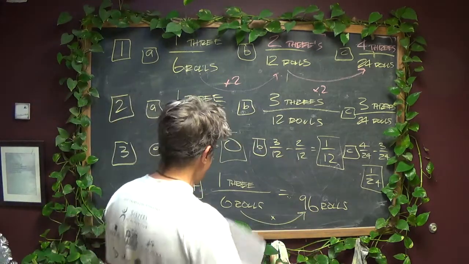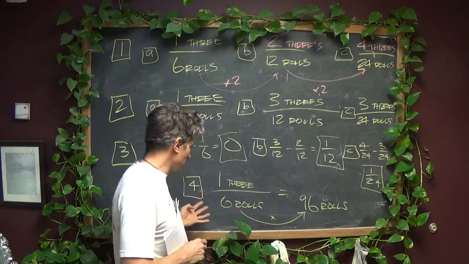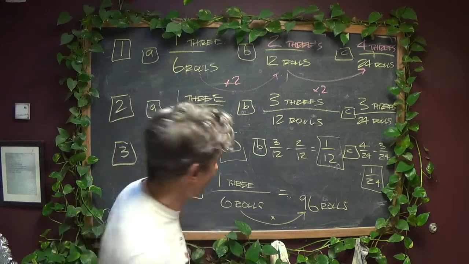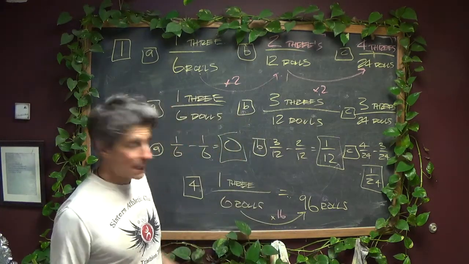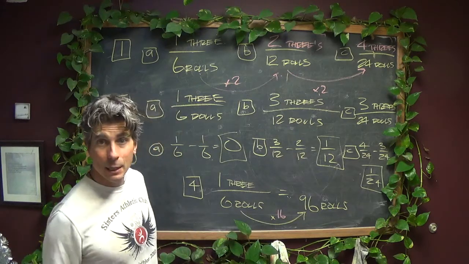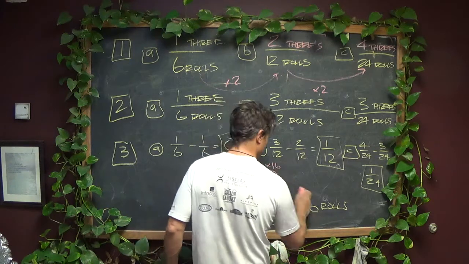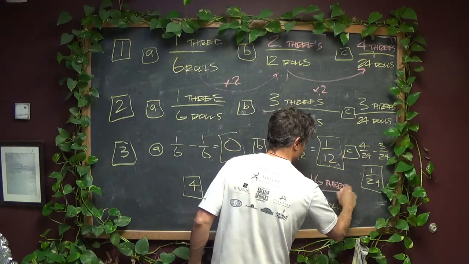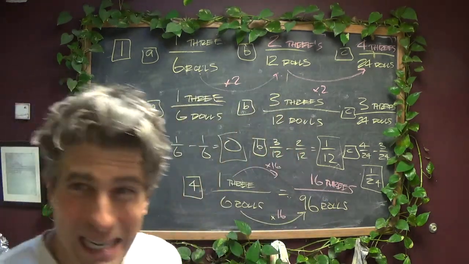6 times 1 is 6. 6 times 2 is 12. 6 times 3 is 18. 6 times 4 is 24. And eventually, if you get tired of doing this, hopefully you'll figure out that 6 times 16 gives you 96. Which means we multiply the top by 16 also, and we would expect 16 3s out of 96 rolls. And you bet, we're going to check it right now to see.